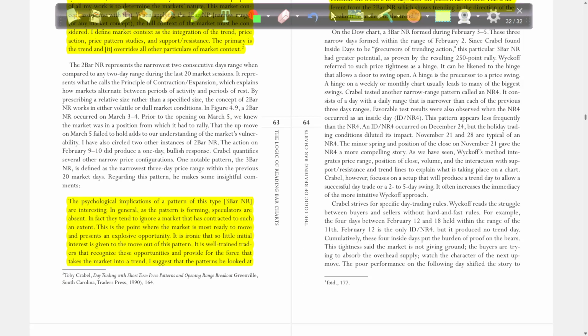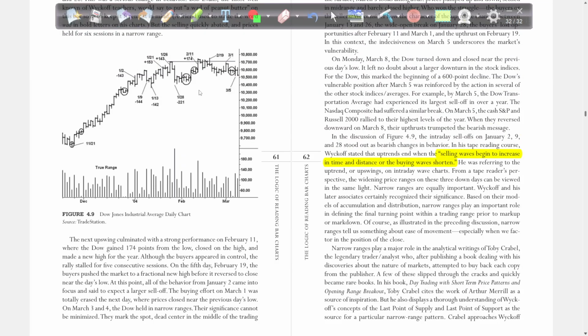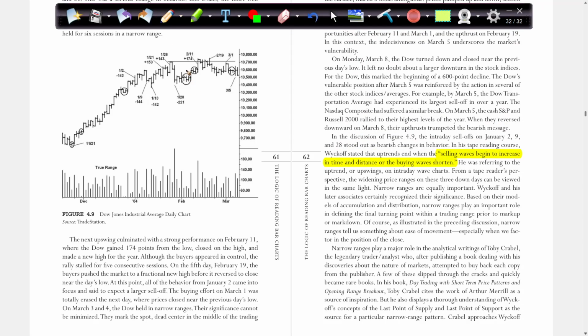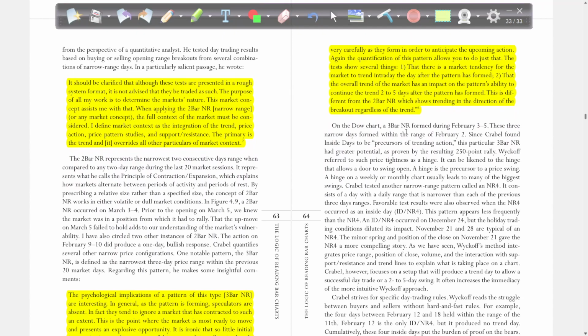On the Dow chart, a three bar narrow range formed during February 3 to 5. These three narrow days formed within the range of February 2nd. Here, this is our three narrow range breakout, and this is our two narrow range breakout.